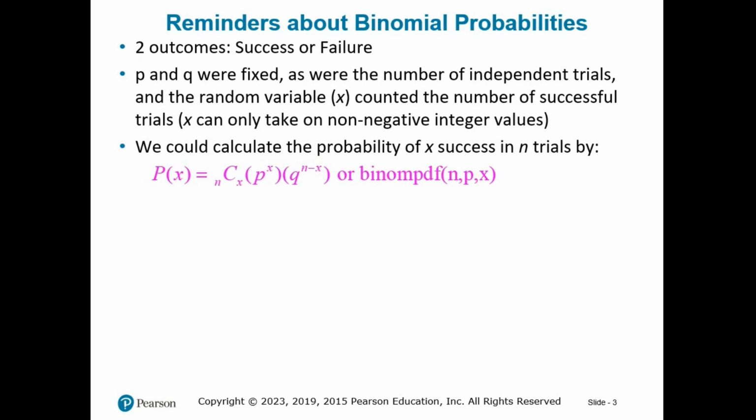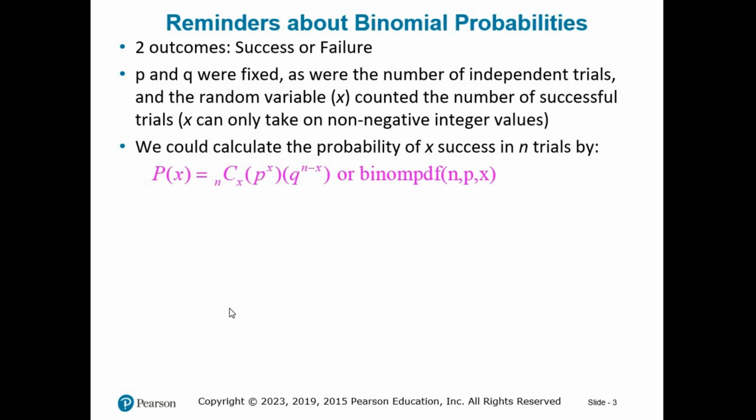P of x equals n choose x times p to the power of x times q to the power of n minus x. And then we could use the calculator function binompdf to solve it, where we use the variables of n, or sample size, and p, or success rate, and x.